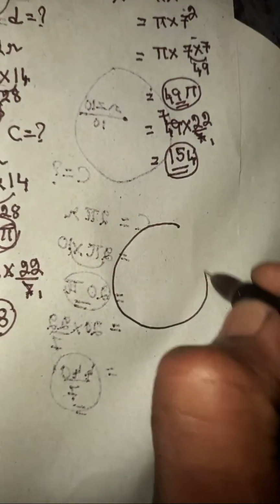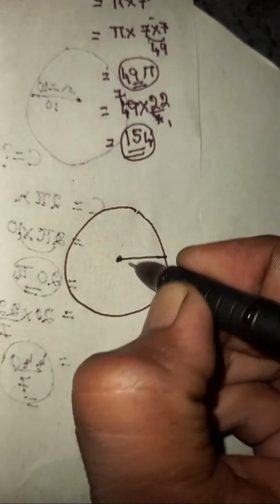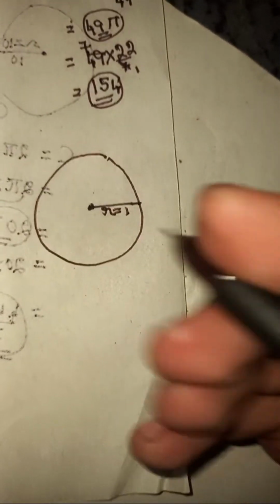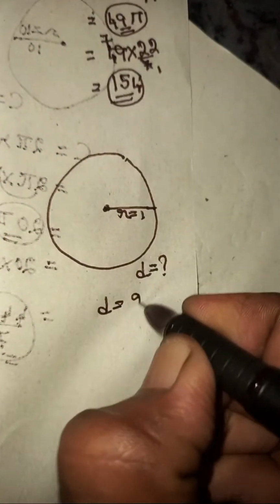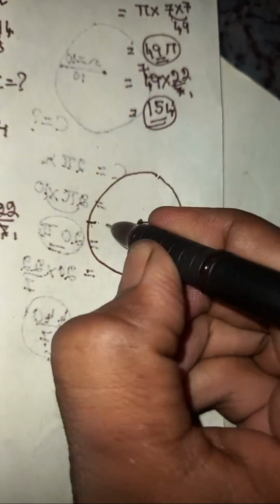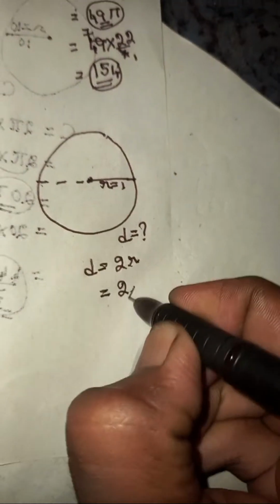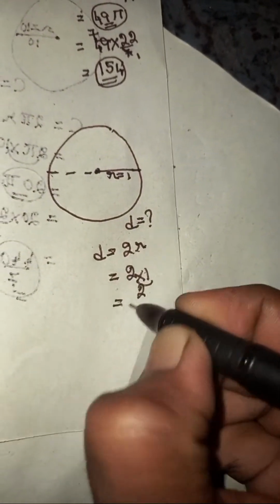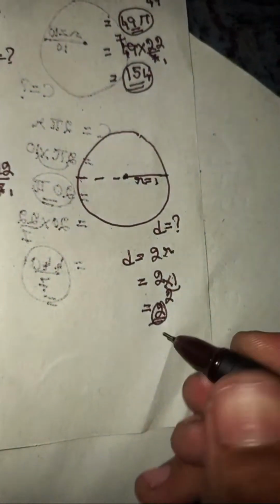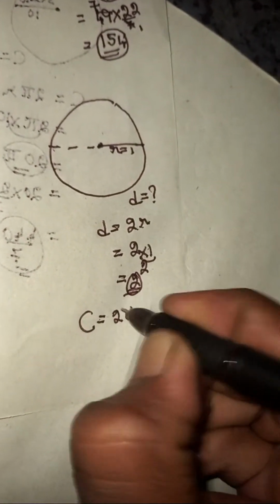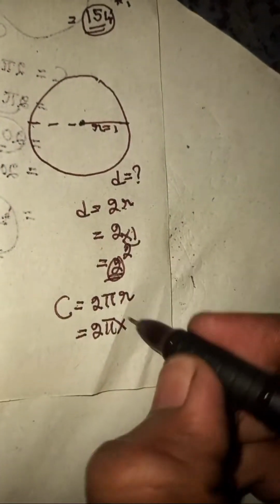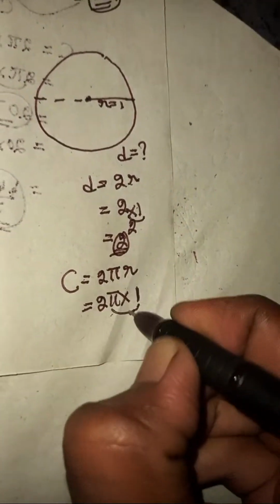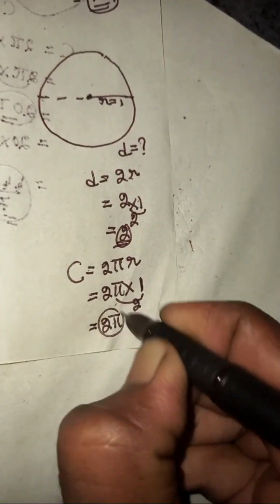I am going to tell you one more problem. Here they have given this circle, and in this circle they have given radius as 1 unit. If radius is 1 unit, they are asking what's the diameter. Diameter means 2 times of radius, so diameter is 2 times of 1 unit. 2 times of 1 is 2 units. That's the complete diameter. Now the circumference is 2 pi r. Now 2 pi times of radius, which is 1 unit. 1 times of 2 means it is 2. It is going to become 2 pi units.